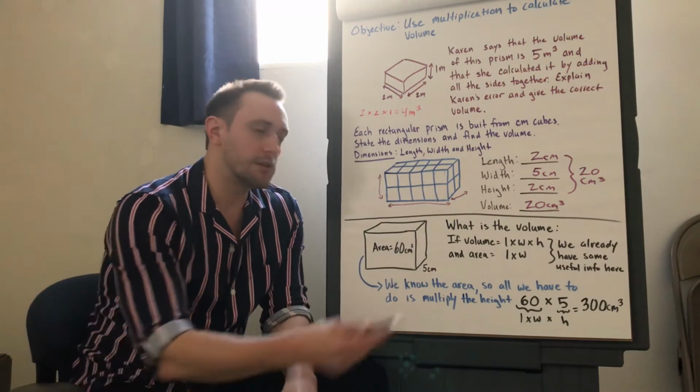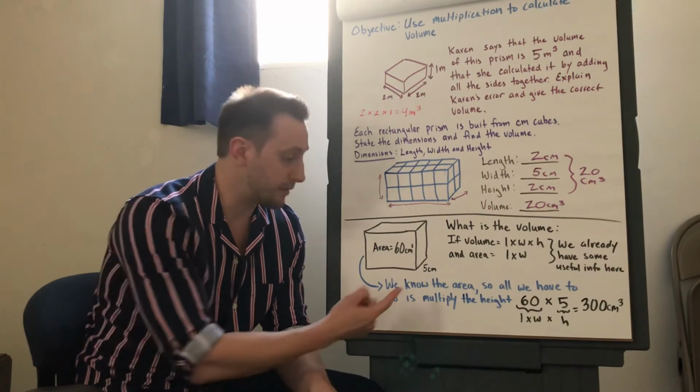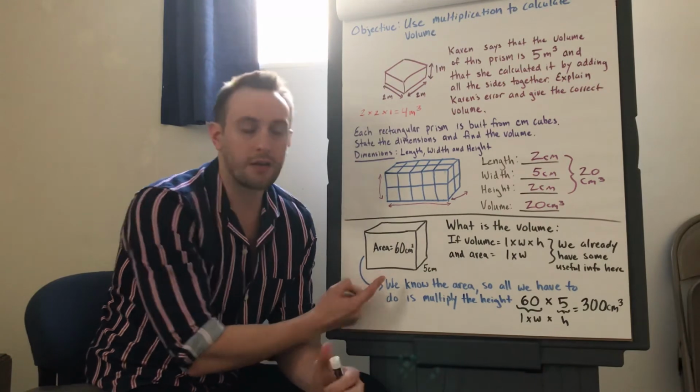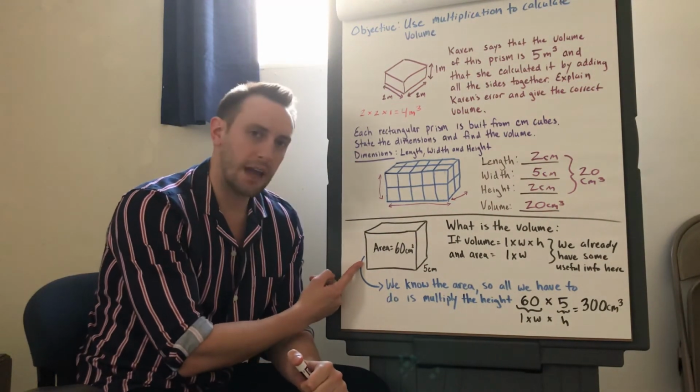Take a look here. It says, what is the volume? The first thing I'm going to look for is, what's the length? I get 5. What's the width? Oh, there's no width. What's the height? Oh, there's no height. So how do I do this?